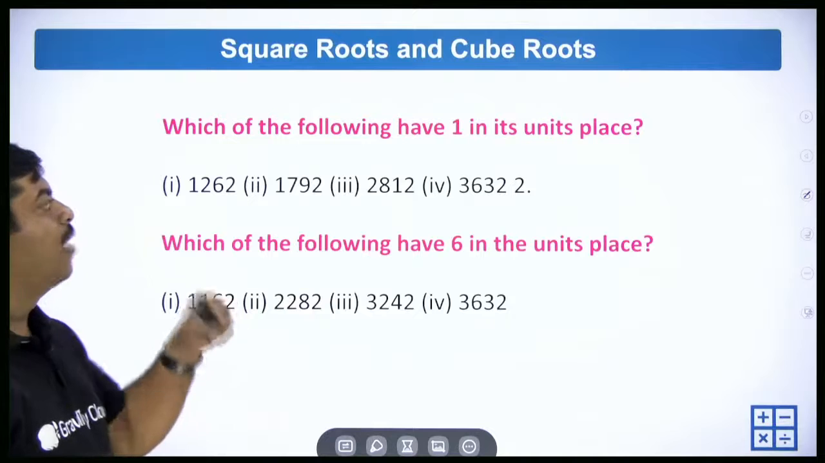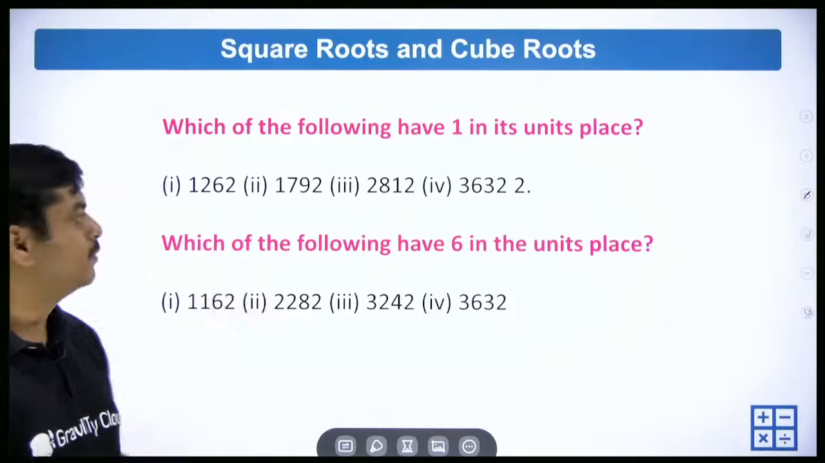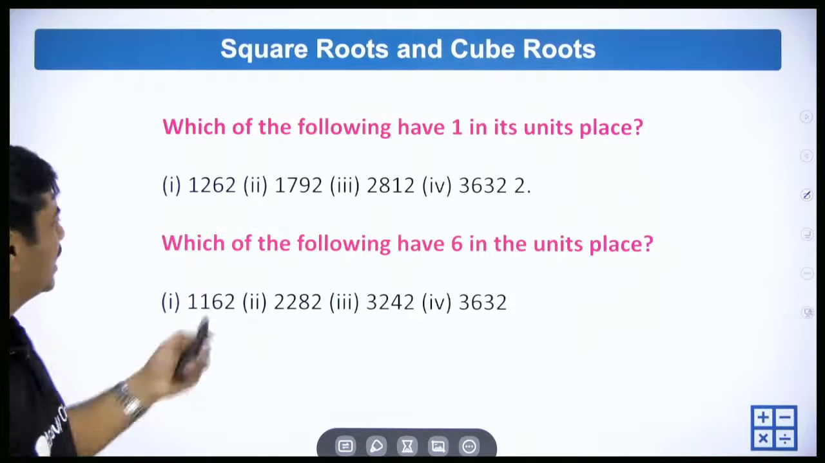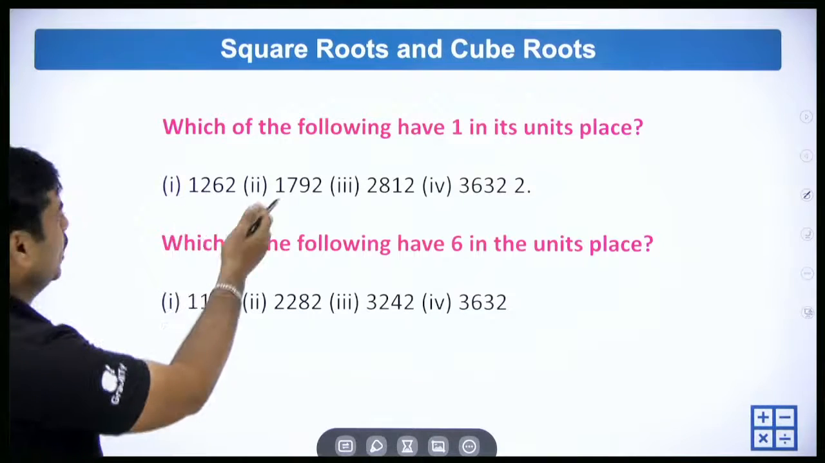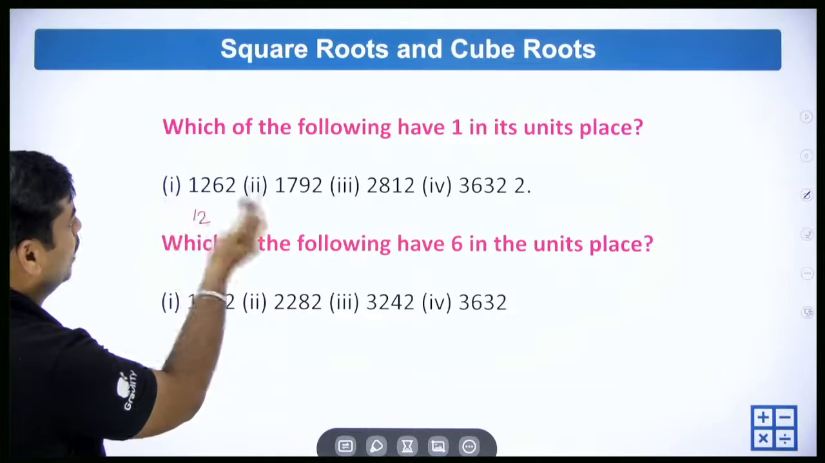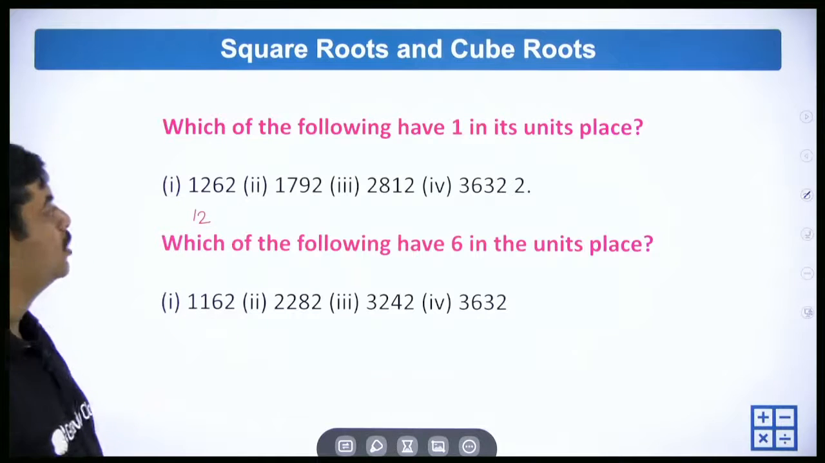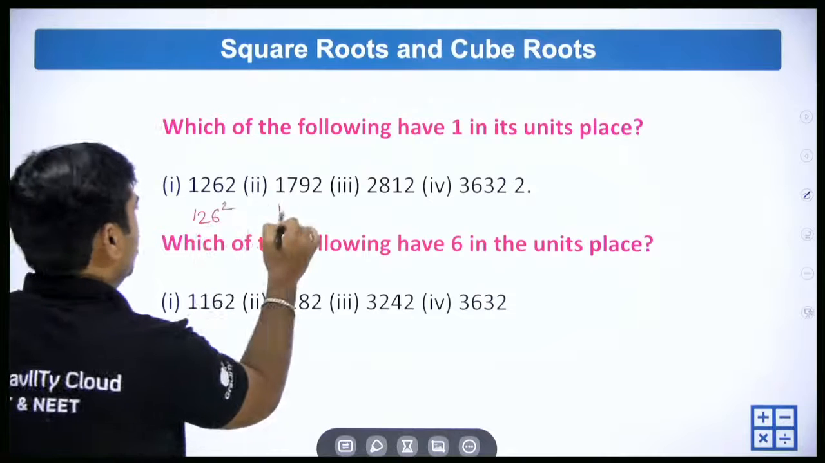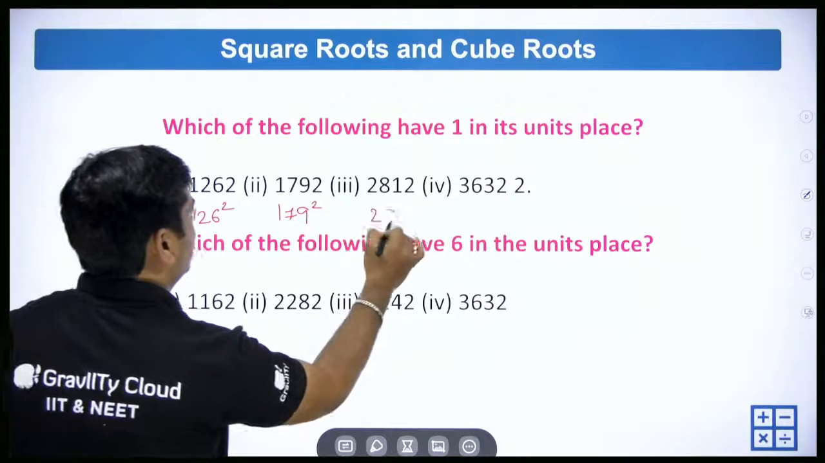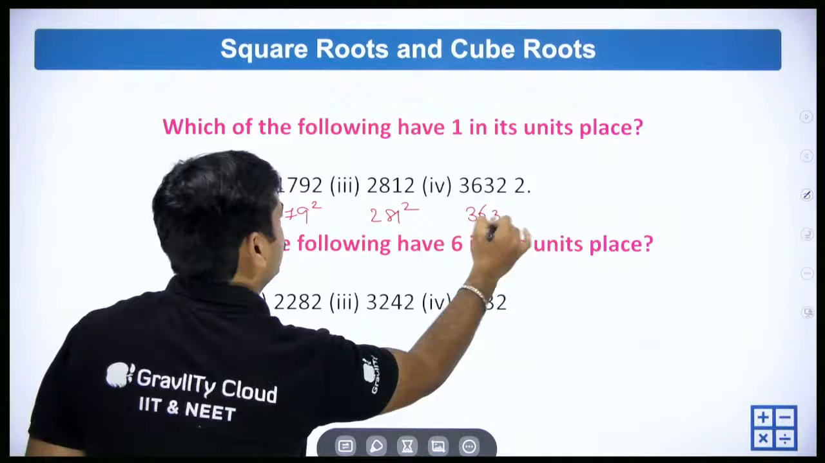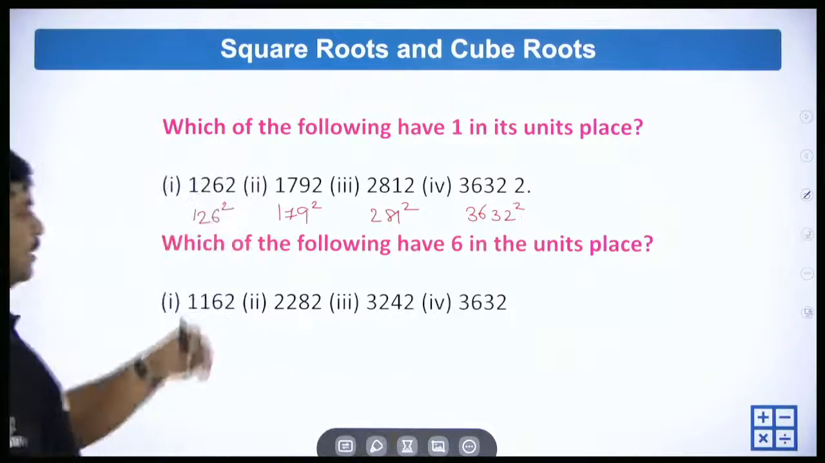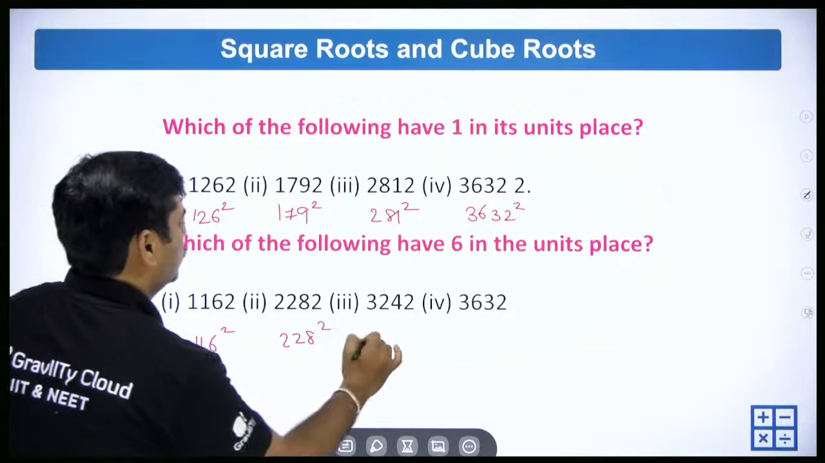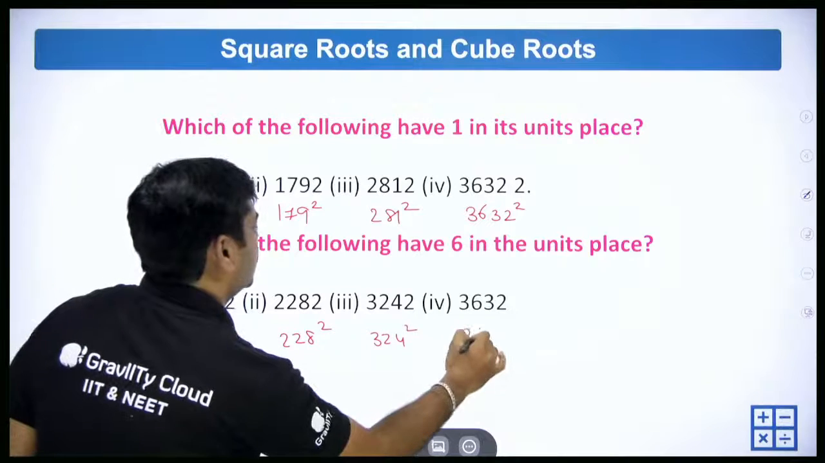Which of the following has 1 in its units place? There is some printing mistake. It's not exactly 1, it should be square. 126 square, 192 square. Which of the following has 1 in its units place? Okay. So there is some mistake here. Maybe 126 square, 179 square, 281 square, and 3632 square. Okay. Even the same thing goes ahead: 116 square, 228 square, 324 square, and 363 square.